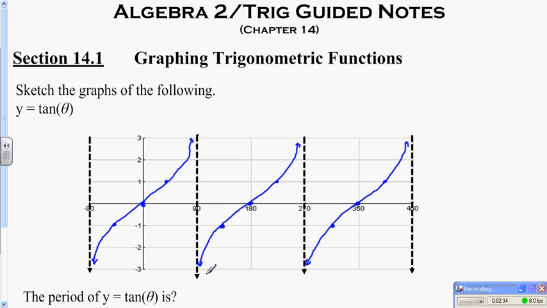Now looking at this, the period, we go from 90 to 270, which is 180 degrees, or pi. And that's different than sine and cosine.